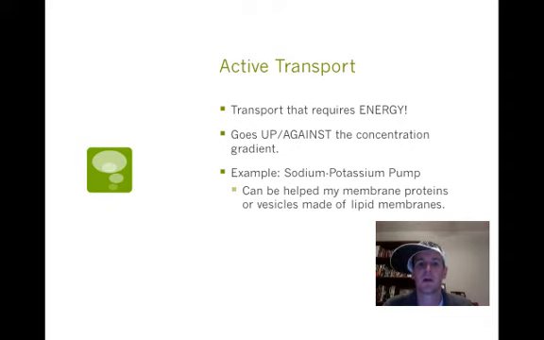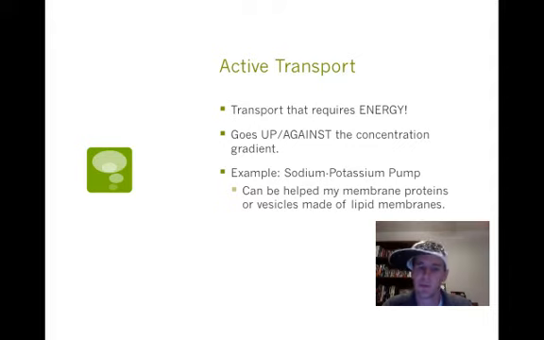So in this case, remember that we're going against the concentration gradient, meaning that molecules are going to be moving from a low to a high concentration, as opposed to in passive transport where they're always going from a high to a low concentration. Low to high.